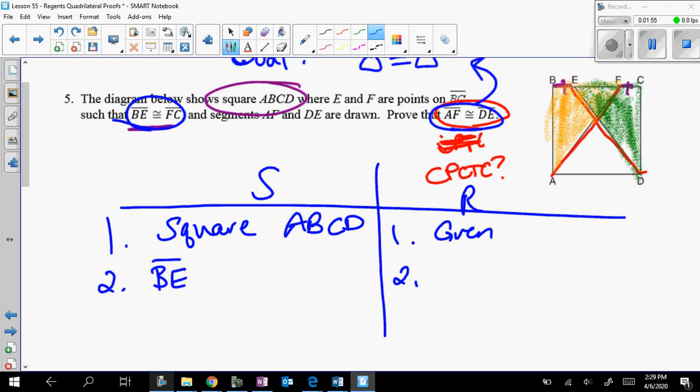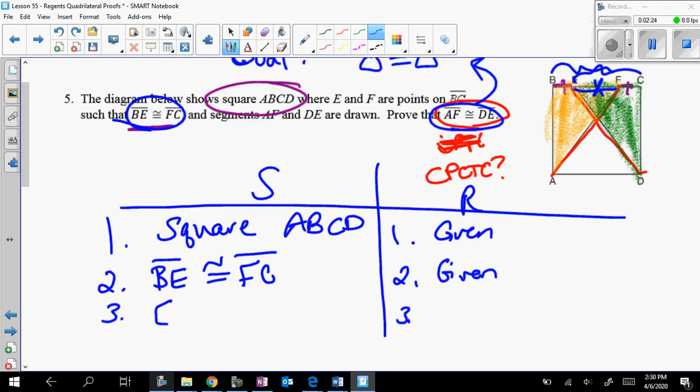So BE is congruent to FC, given. Are those pieces sides of those two triangles? The answer is no, they're not. They're parts of sides, but they're not long enough. In the yellow triangle, you really want that side, BF. In the green triangle, you really want CE. How am I going to get that? By adding an equal thing to both equals. This is addition postulate coming up, people. So first, we want to prove that we're adding the same thing to both.